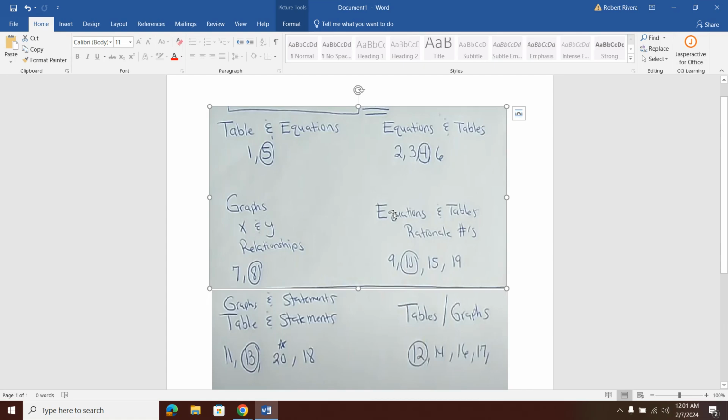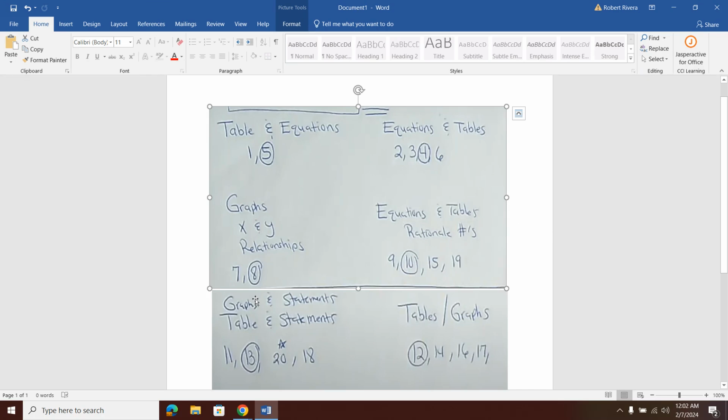This one is called equations and tables with rational numbers. That means that we'll have decimals, fractions, integers, negatives, positives. I consider this one equations and tables. So this one is like this one, guys. But now I'm throwing in the rational numbers, which is everything: fractions, decimals, and your integers, negatives, and positives. So we have to be more careful. But the way I do number 10, you'll figure out 9, 15, and 19. Okay?